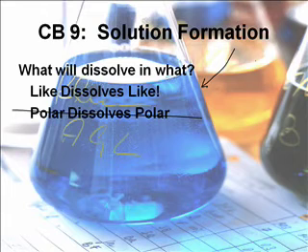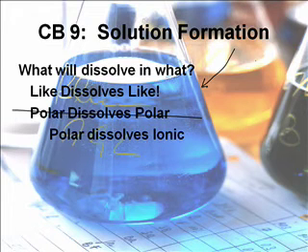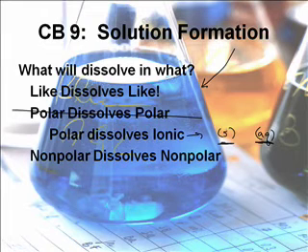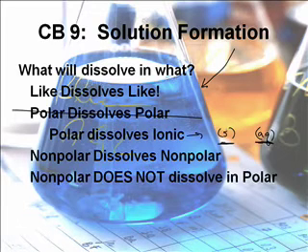So if I take a polar thing and I mix it with another polar thing, it will dissolve. It also dissolves ionic compounds. Polar dissolves ionic compounds, by and large. This is actually, if you recall, from a long time ago, the solubility table. If it's AQ, it dissolves. If it's S, it doesn't dissolve. And then also, nonpolar things dissolve nonpolar things. However, polar does not dissolve nonpolar.